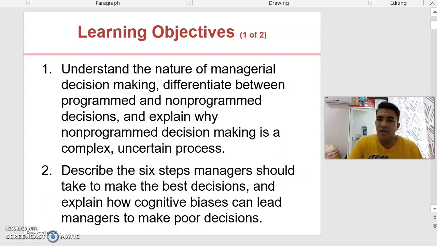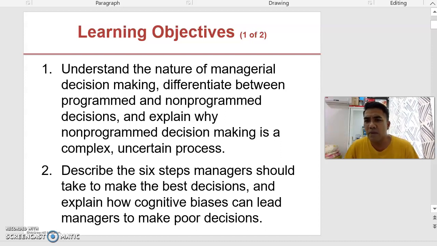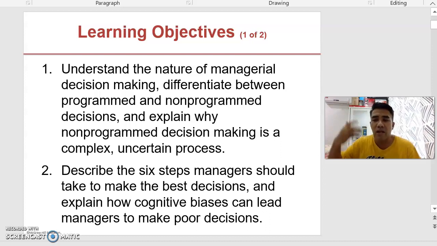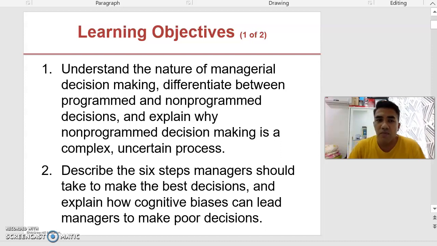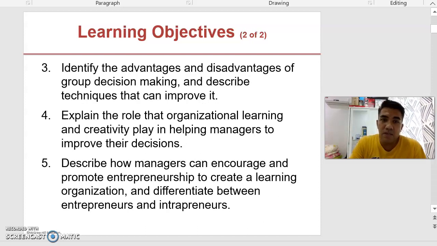And then in terms of cognitive biases, there are lots of biases when we make decisions. We are all human beings. We are bounded by different frames that we have in our mind, in our brain, that might influence the way that we make decisions. So we are going to discuss that as well in this chapter, and then identify the advantages and disadvantages of group decision making, and explain the role that organizational learning and creativity play in helping managers to improve their decisions. And we are going to end this chapter with learning objective number 5.